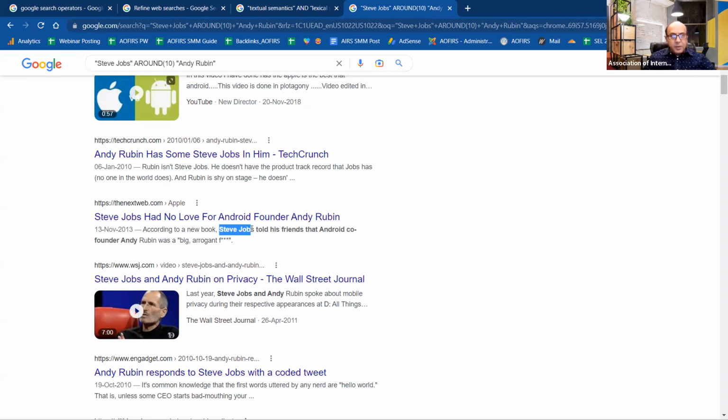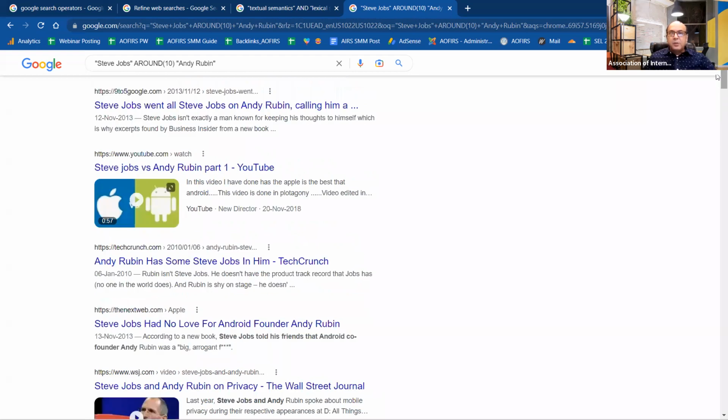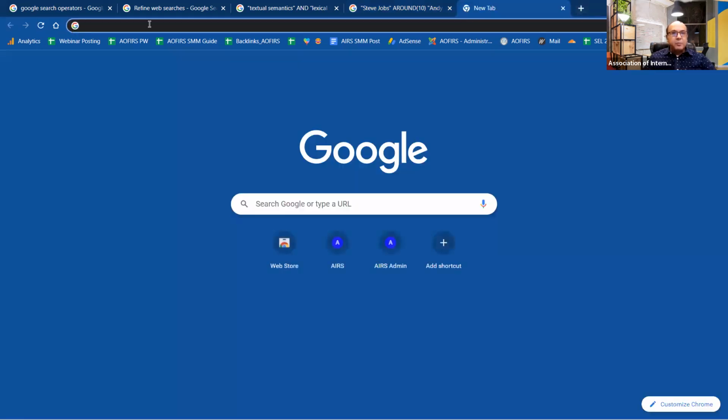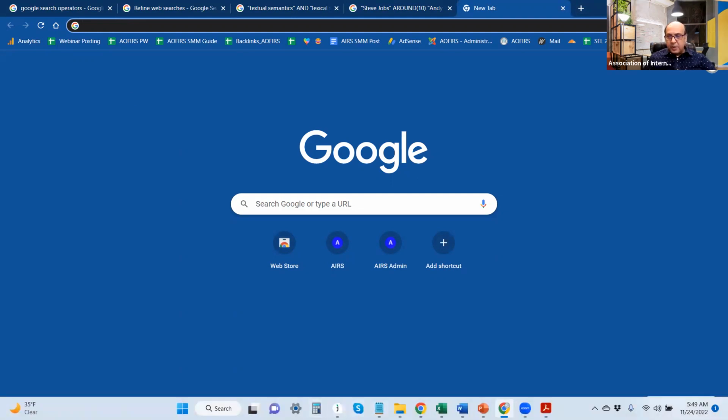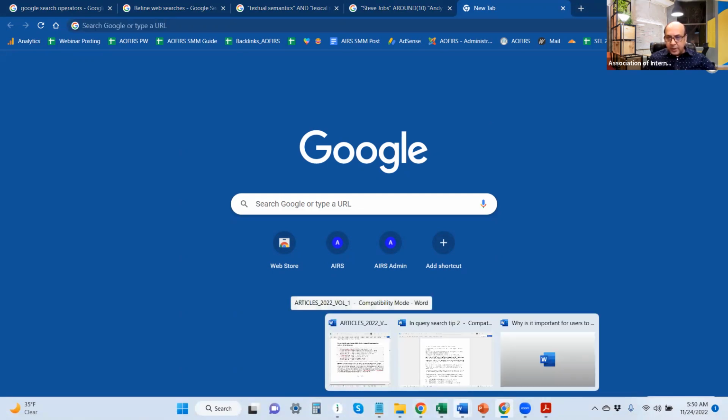Here is another example, Steve Jobs and Andy Rubin. And the number of words should not exceed 10. So 1, 2, 3, 4, 5, 6, 7. Okay, still under 10 words. So that's where it may become a restrictor to find something that is missing in between. And there's another example which is even better, which makes it worthwhile to use the around operator.